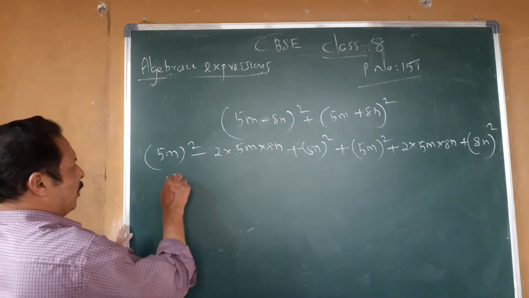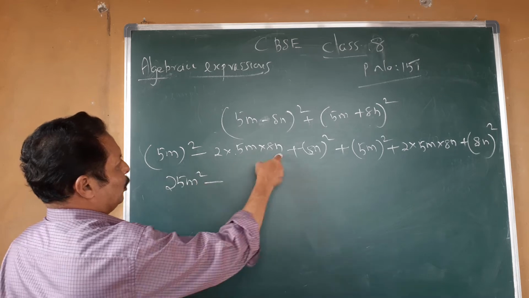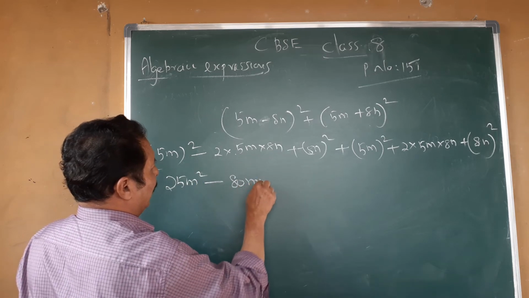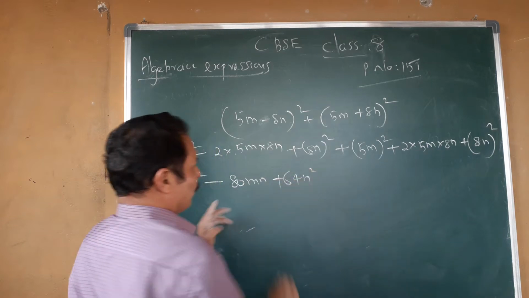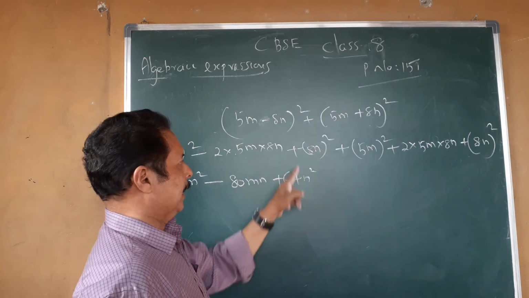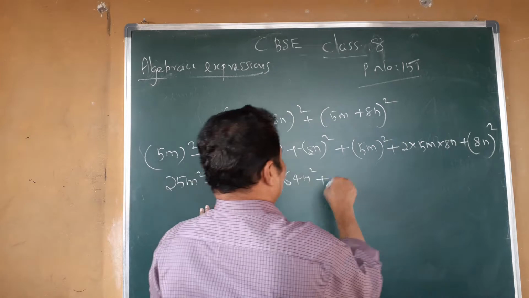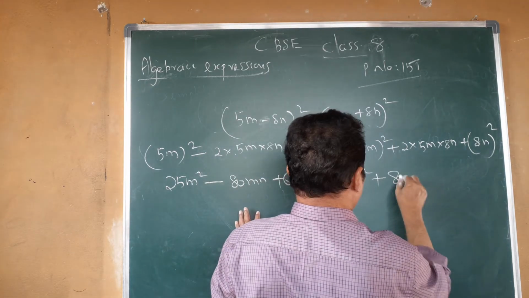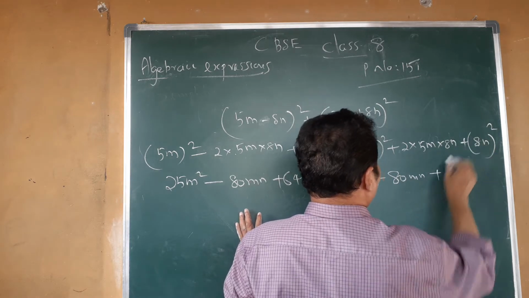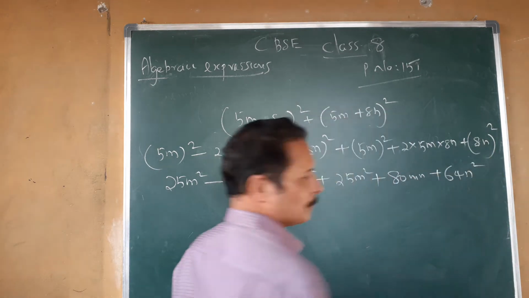And the square is 25m square minus, you multiply, you get 80mn. Here it is 64n square. 8 squared is 64, n squared is n square. And that is also 25m square plus, you multiply, you get 80mn, plus that term is 64n square. Is it clear?